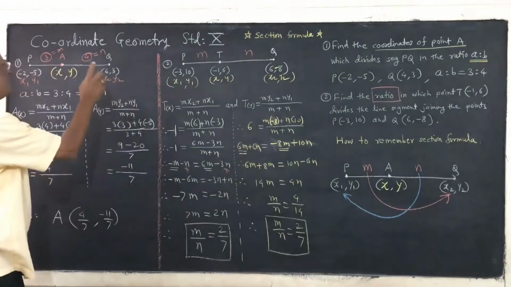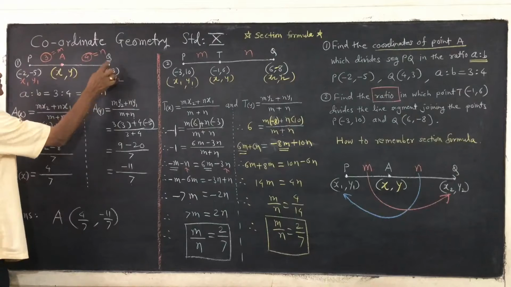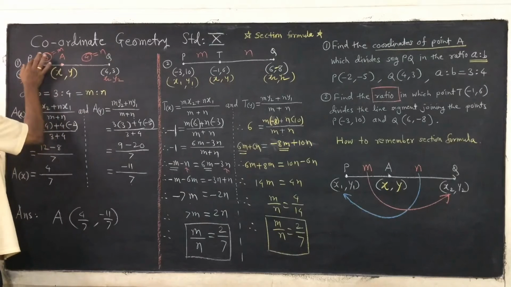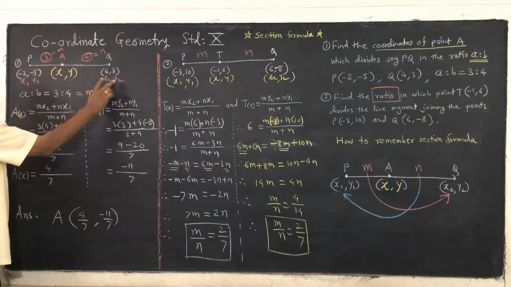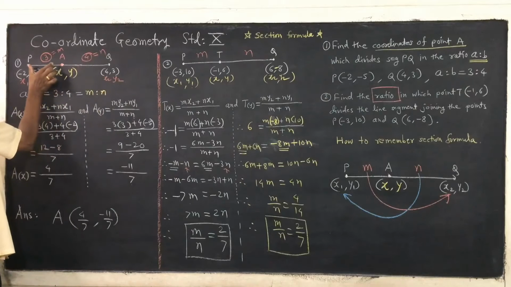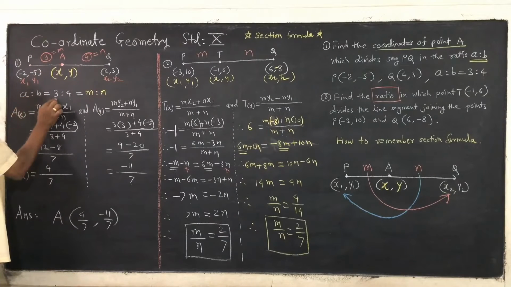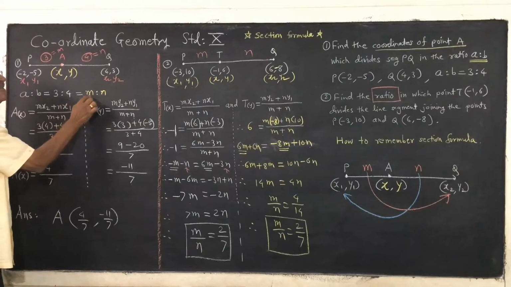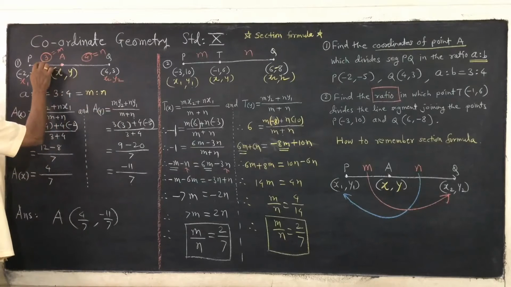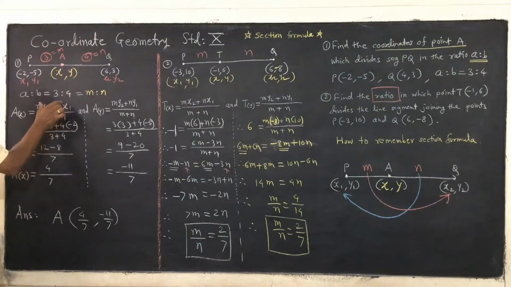For that we can draw the rough diagram. PQ is the segment there. Coordinates of P are given, coordinates of Q are given. Let the coordinates be x1, y1, and this one x2, y2, and the ratio A is to B is given as 3 is to 4. So A is to B is nothing but m is to n. So m is equal to 3 and n is equal to 4. We can use the formula properly. mx2 plus nx1 upon m plus n, then 3 into 4 plus 4 into minus 2 divided by 3 plus 4.